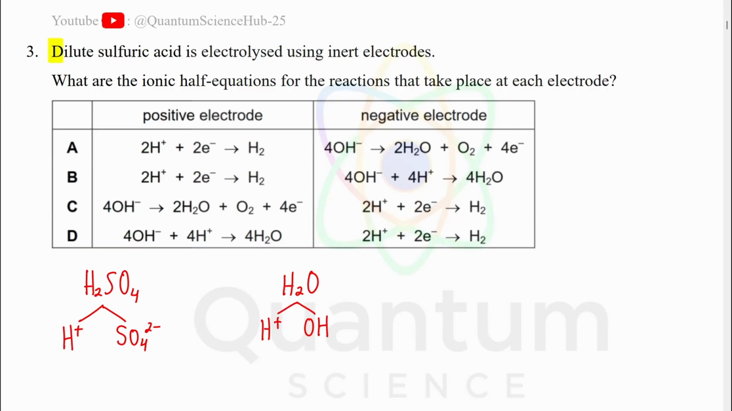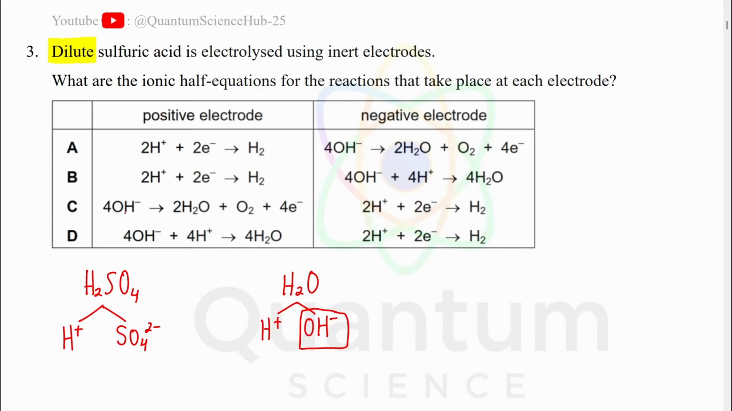So the clue here is dilute. So what is dilute again? Dilute means it contains a lot of water. So if it contains a lot of water, for negative ions, we always take the OH negative. So who will be attracted to the positive? The negative ions, right? So we will take the OH negative.